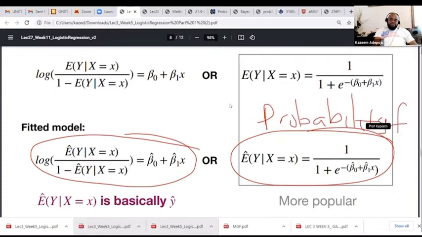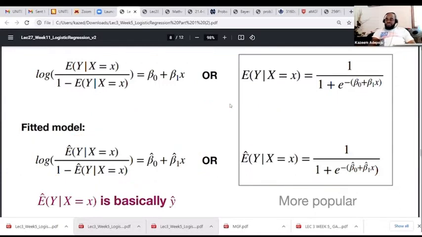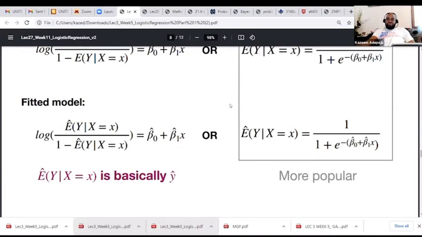We have the one in probability form, and we have the one in logit form. So please take note of the two. We have one in logit form, we have another one in probability form. So those are the two formats.